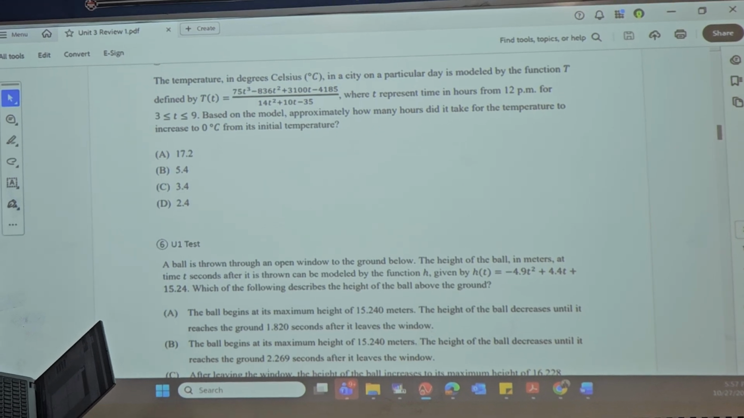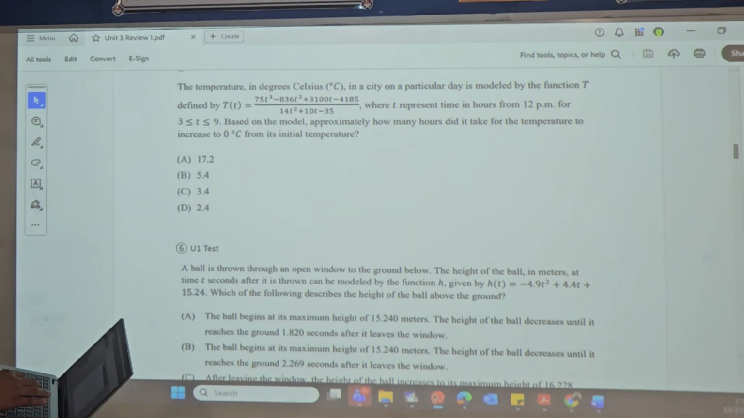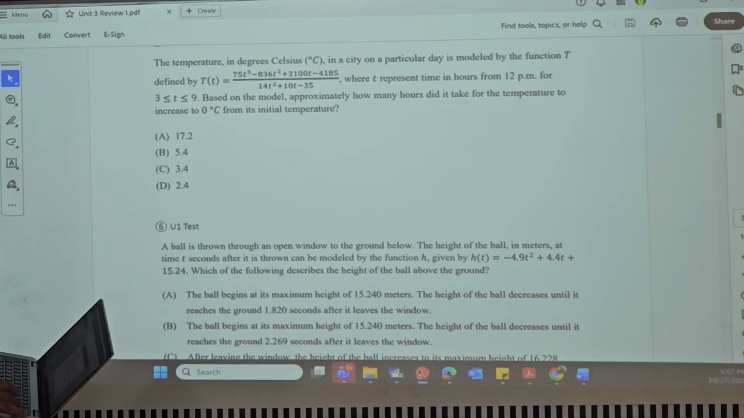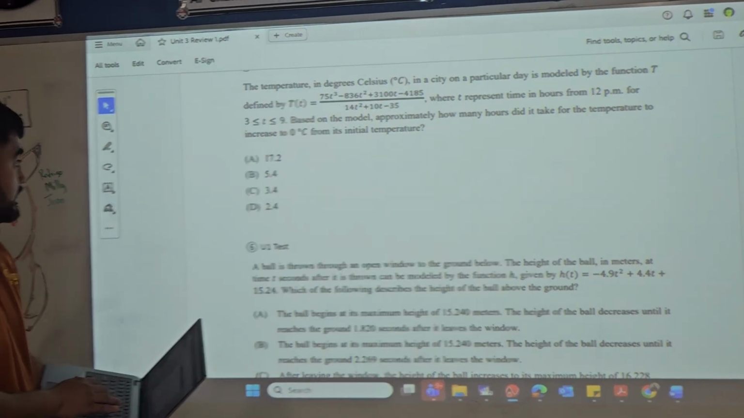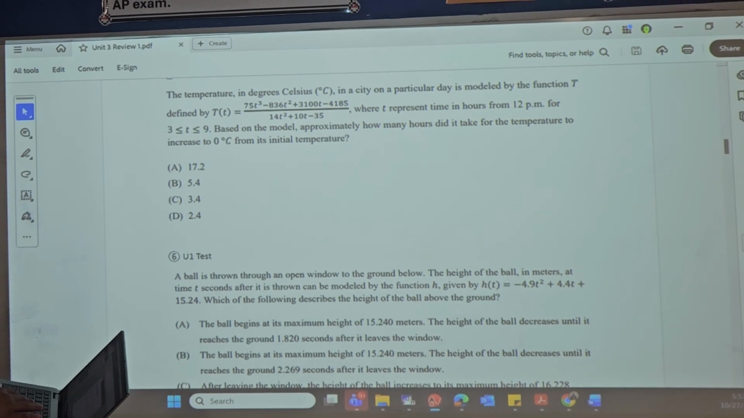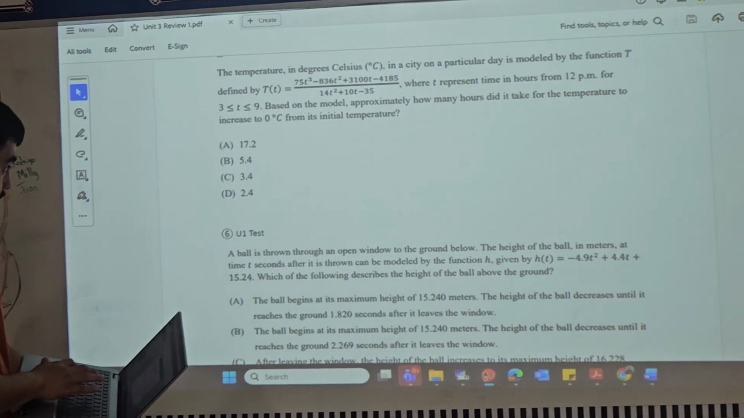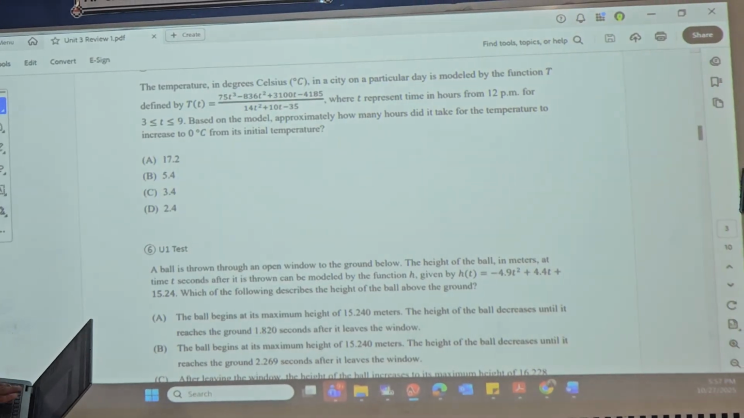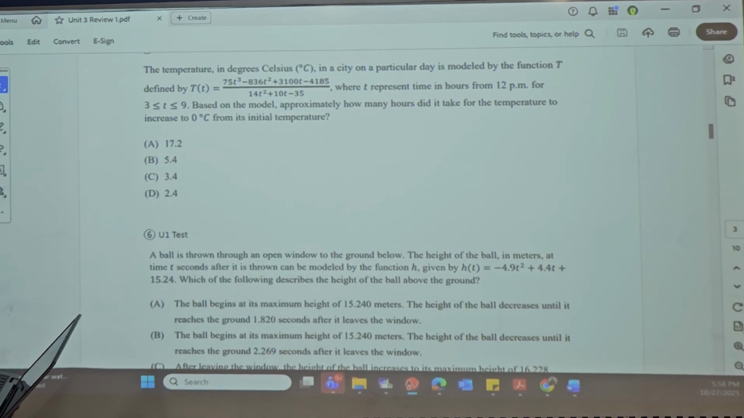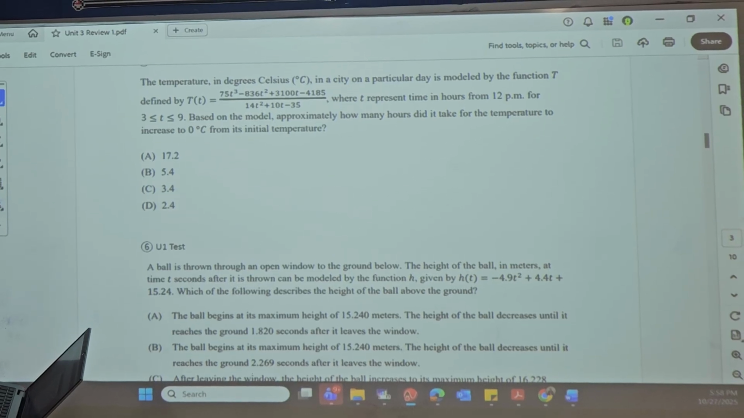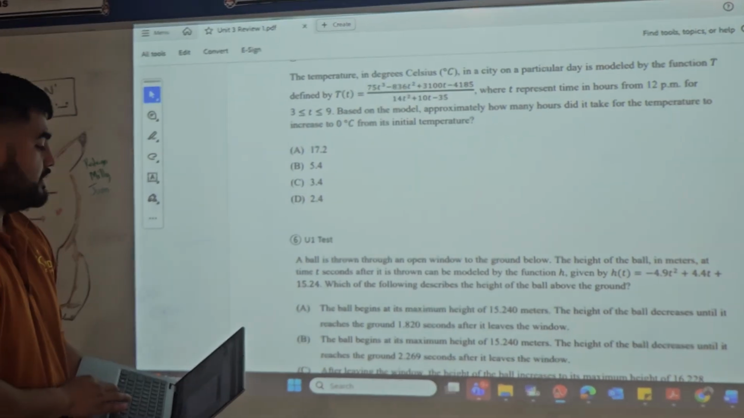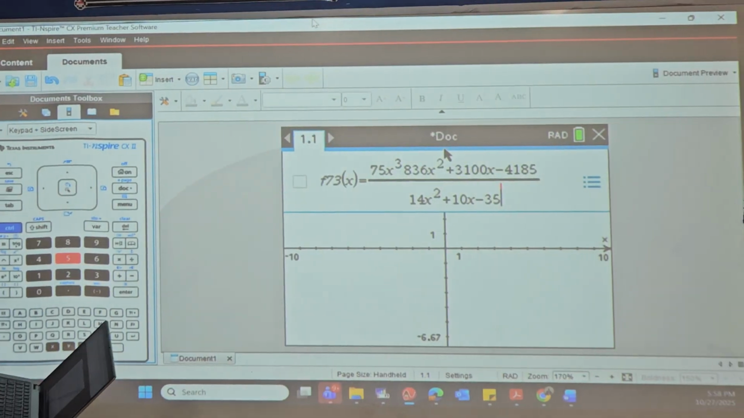So it's going to be 75 x to the power of 3 minus, and I'm doing it over here on my side and I'll just bring it back right now, 836 x squared plus 3100 x minus 4185 divided by 14 x squared plus 10x minus 35, and it should look a little something like this.